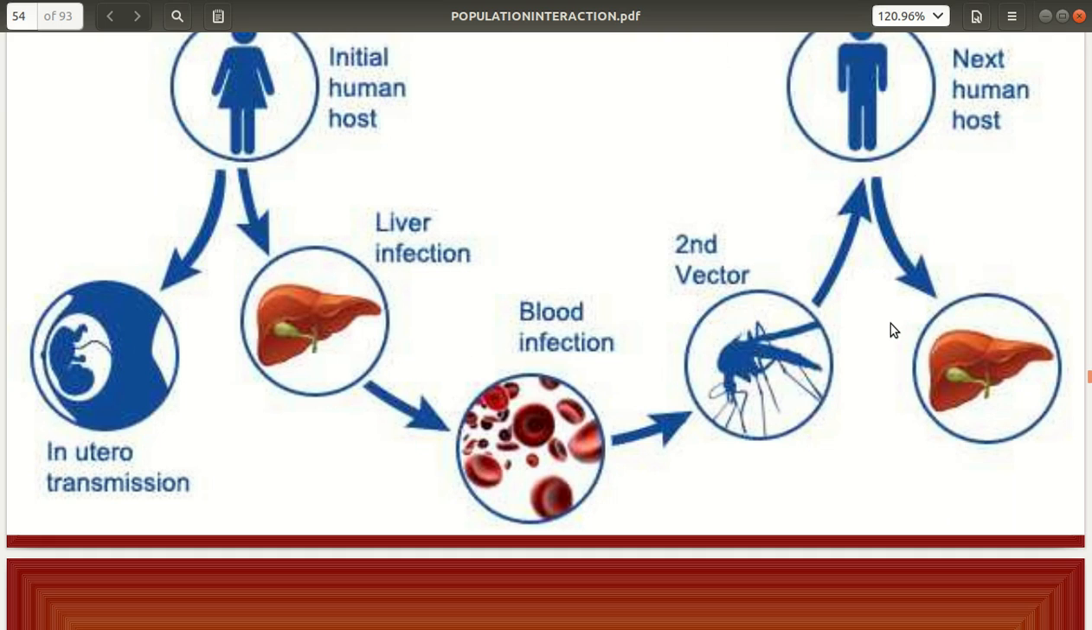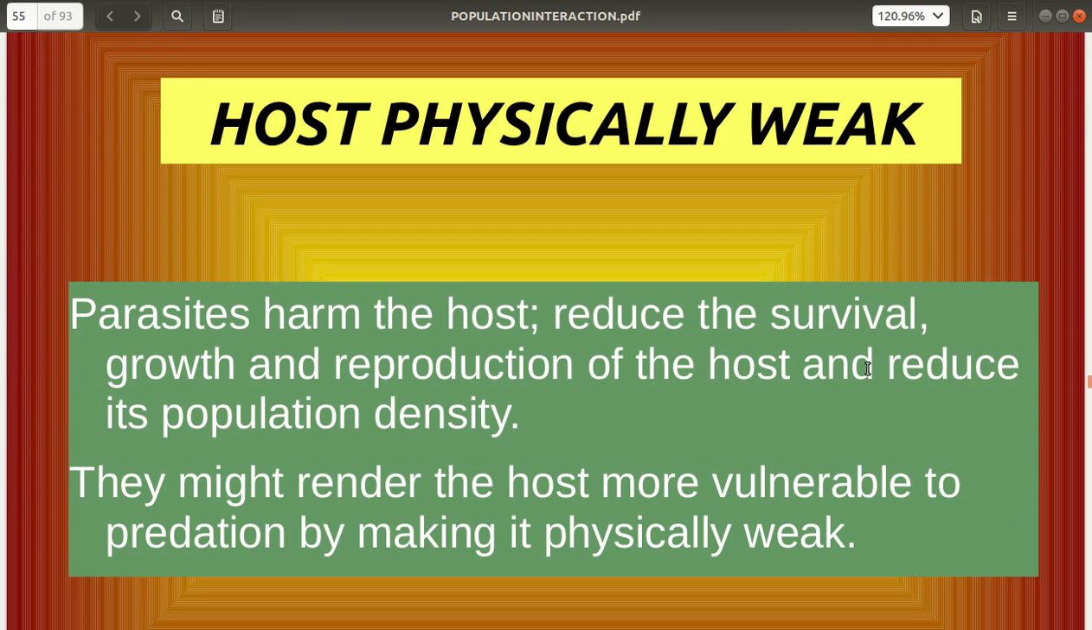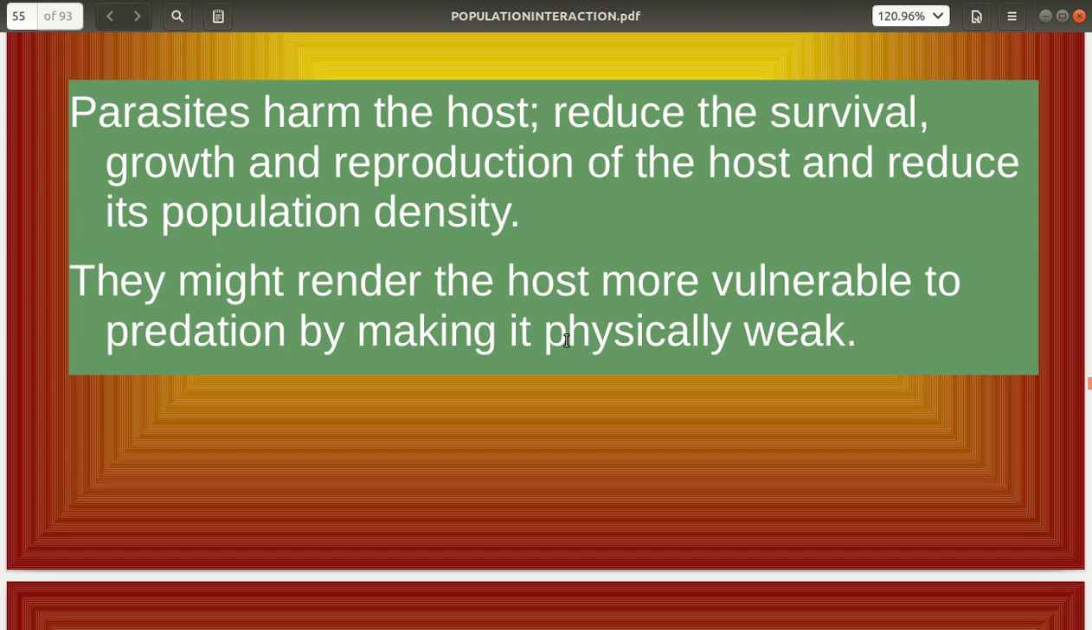You can also call it as, there is a thin hairline difference between a parasite and a pathogen. So even pathogens are a type of parasites. Hosts become physically weak whenever they are infected by this parasite. The parasites harm the host. It reduces the survival, growth and reproduction of the host, and reduces its population density. The parasites might even render the host more vulnerable to predation by making it physically weak. So a parasite-infested prey is physically weak, and it can be easily captured by a predator.